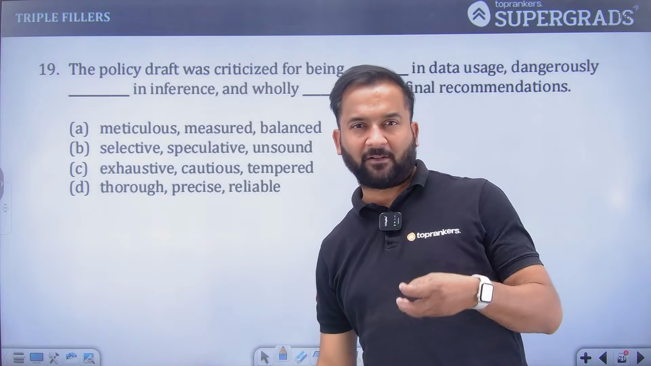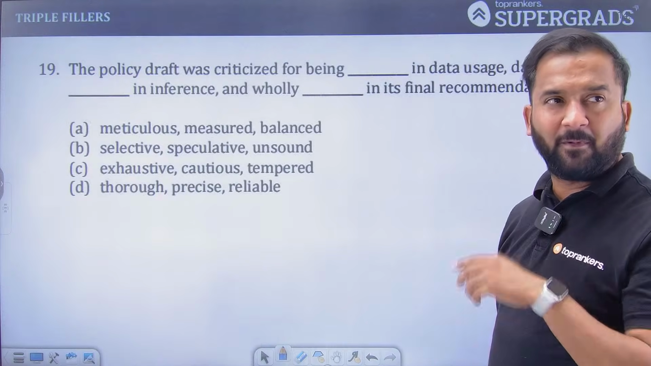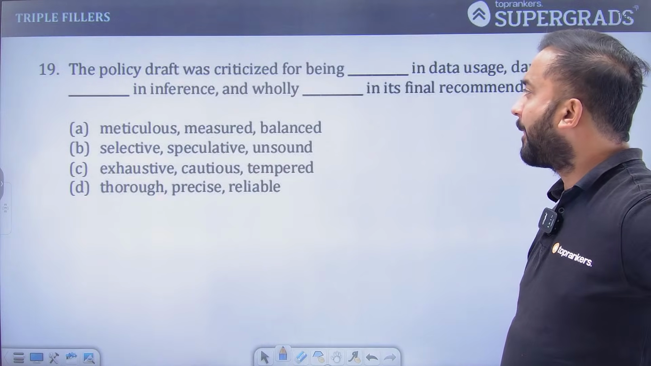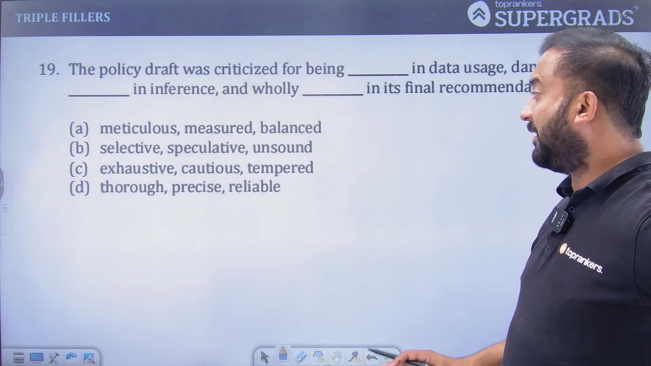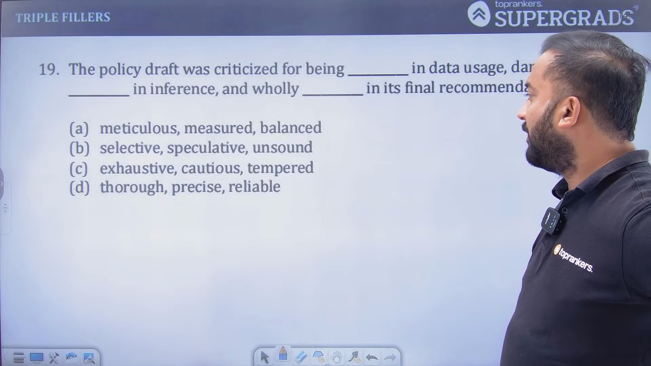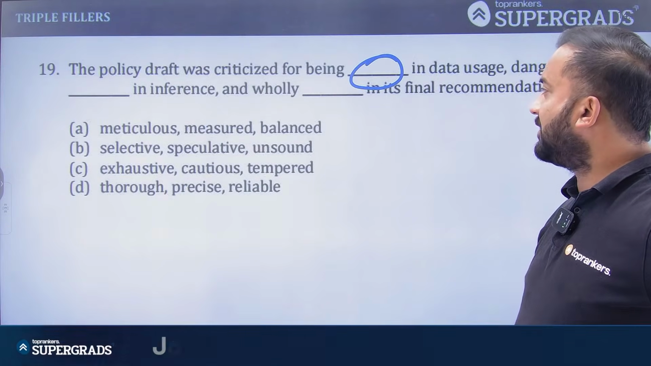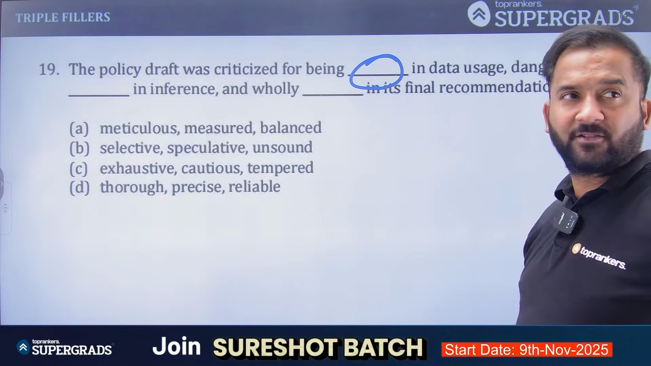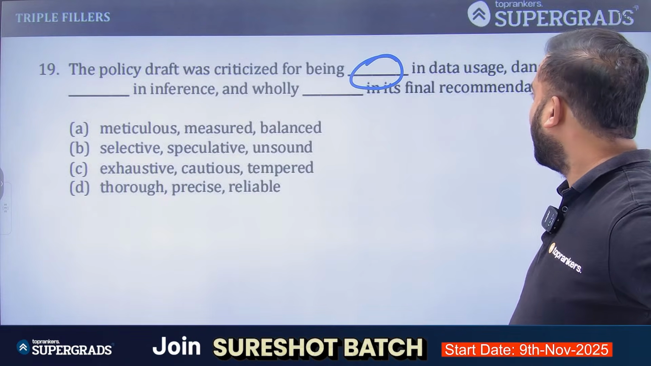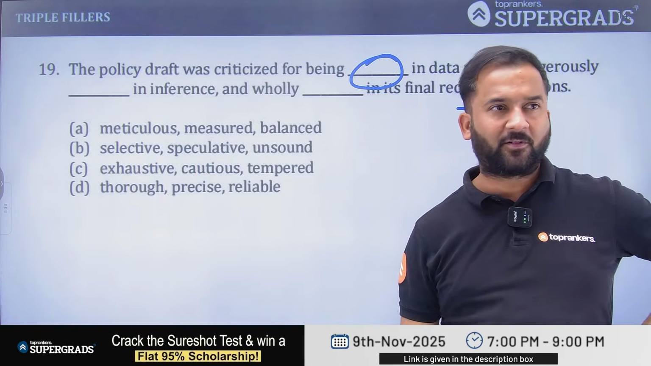That brings us to the penultimate question of today's session. Penultimate is just one before the ultimate, just one before the last. So here is question number 19 for you. The policy draft was criticized. It was criticized for being dash in data usage, dangerously dash in inference, and wholly dash in its final recommendations. So what do you think about question number 19, students?